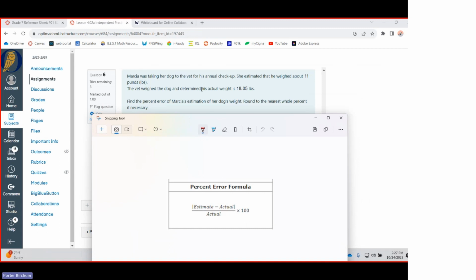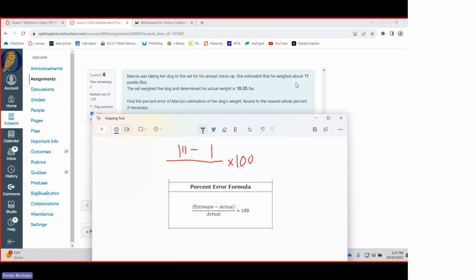Nice. The number 11 pounds is the estimated value. It says right there, she estimated he weighed 11 pounds. 11 minus. Notice how I'm doing my absolute value bars. Don't forget those, just like it has in the example formula.